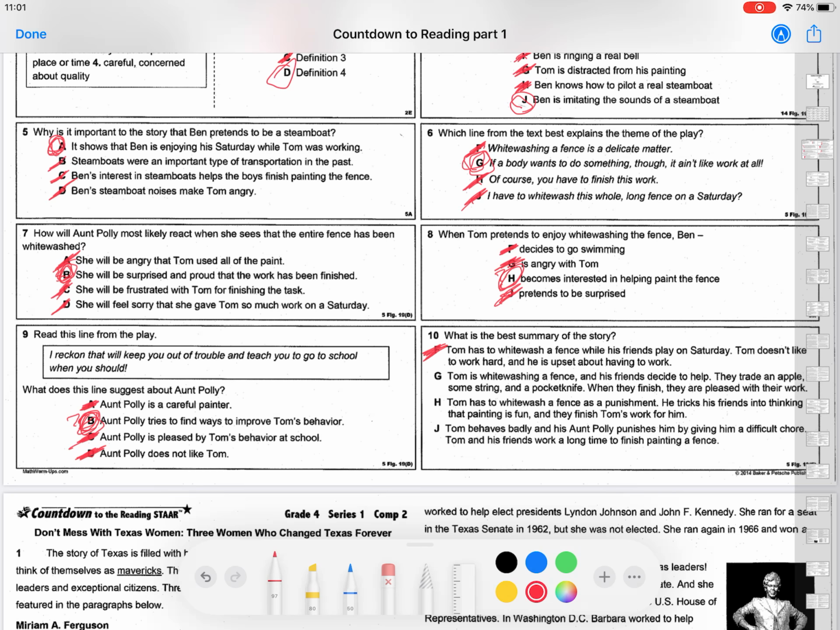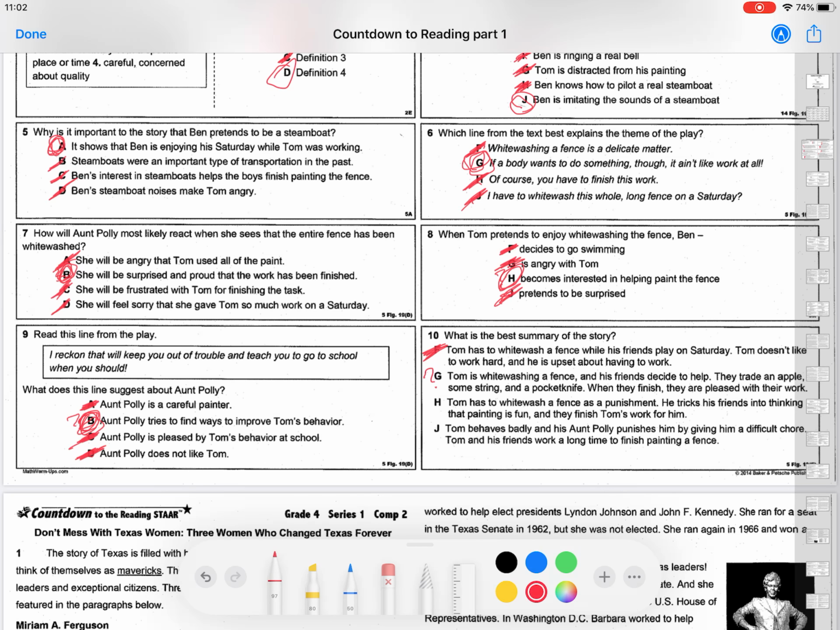Tom is whitewashing a fence, and his friends decide to help. They trade an apple, some string, and a pocket knife. When they finish, they are pleased with their work. While this does give us our beginning, our middle, and our end, it doesn't really have our lesson that we learned. So we put a question mark for now.